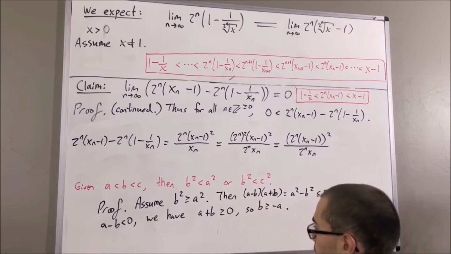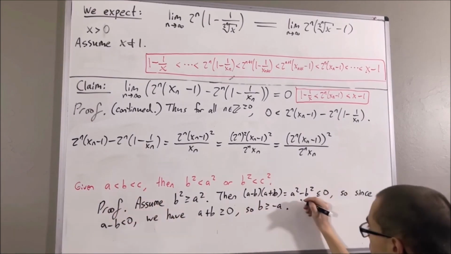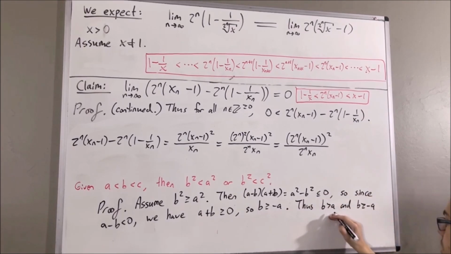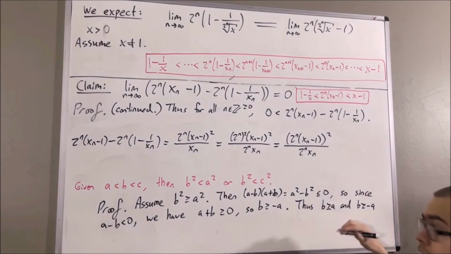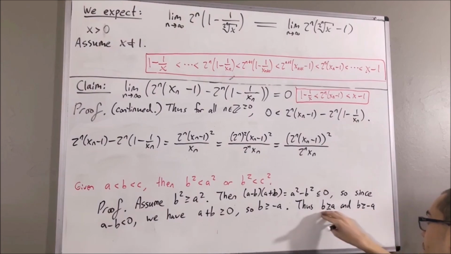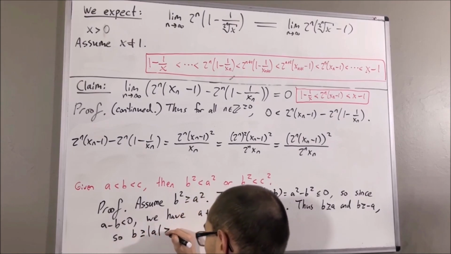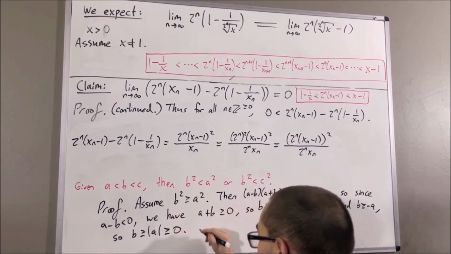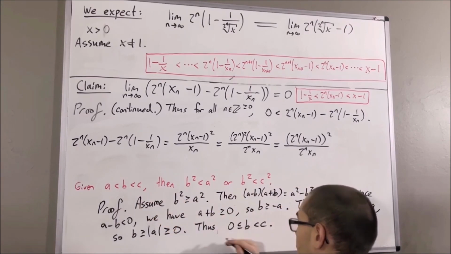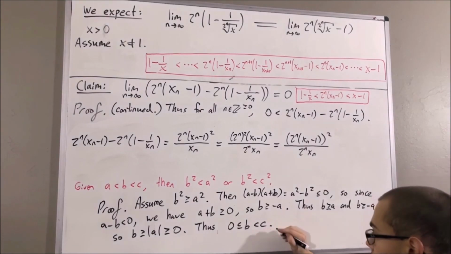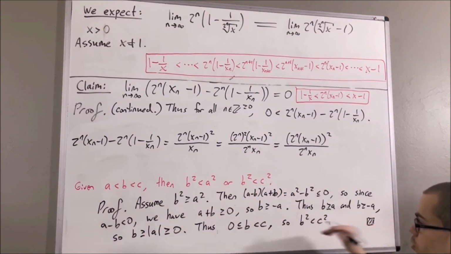And now we see that both b is greater than or equal to negative a and b is greater than a. Now since b is greater than a, that implies b is greater than or equal to a. And remember, the absolute value of a is equal to either a or negative a. So no matter what, we have b is greater than or equal to the absolute value of a, which is greater than or equal to 0. And so we have 0 is less than or equal to b, which is less than c. And this implies b squared is less than c squared, which is exactly what we wanted to prove. So yeah, that's the reason why this is true.